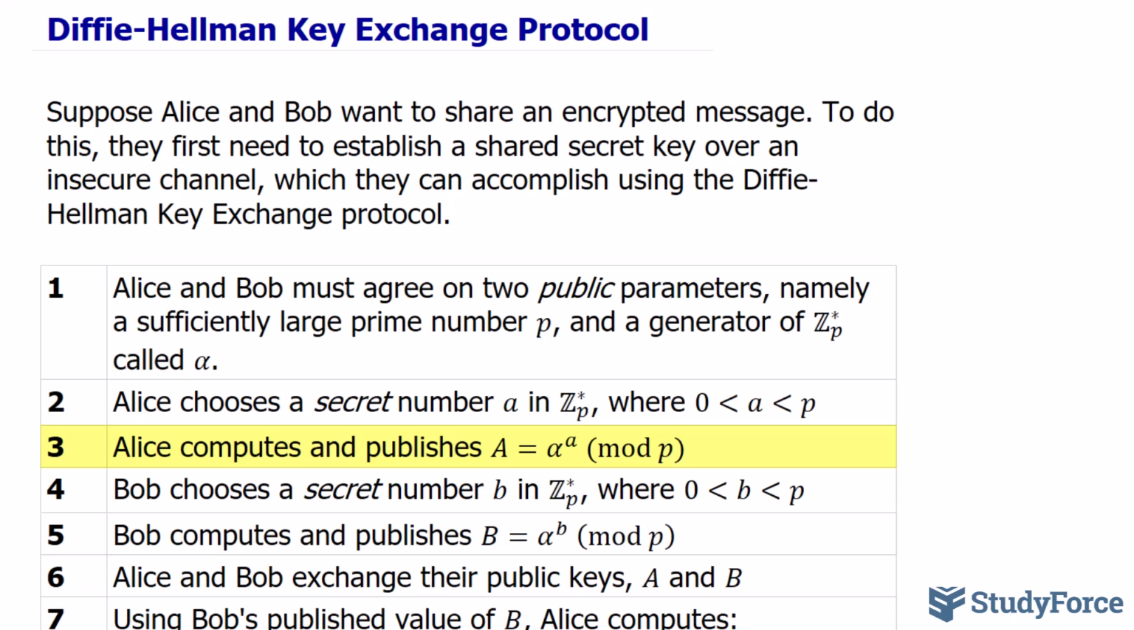Now similarly, the same process occurs with Bob, where Bob chooses another secret number, b, that's also within that set, and it is also greater than 0 and less than p. Bob will compute and publish his own value of capital B using that formula. B is equal to alpha raised to the power of b mod p.